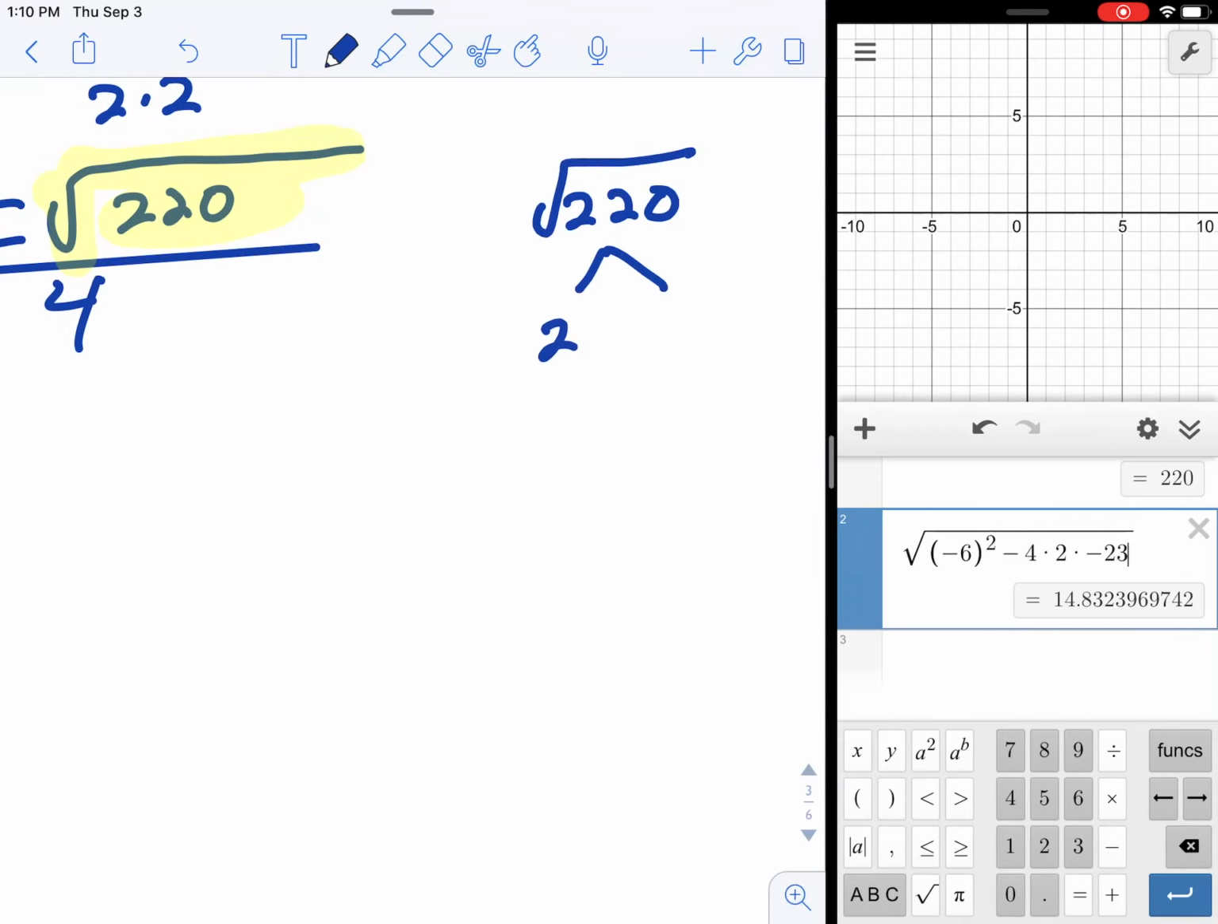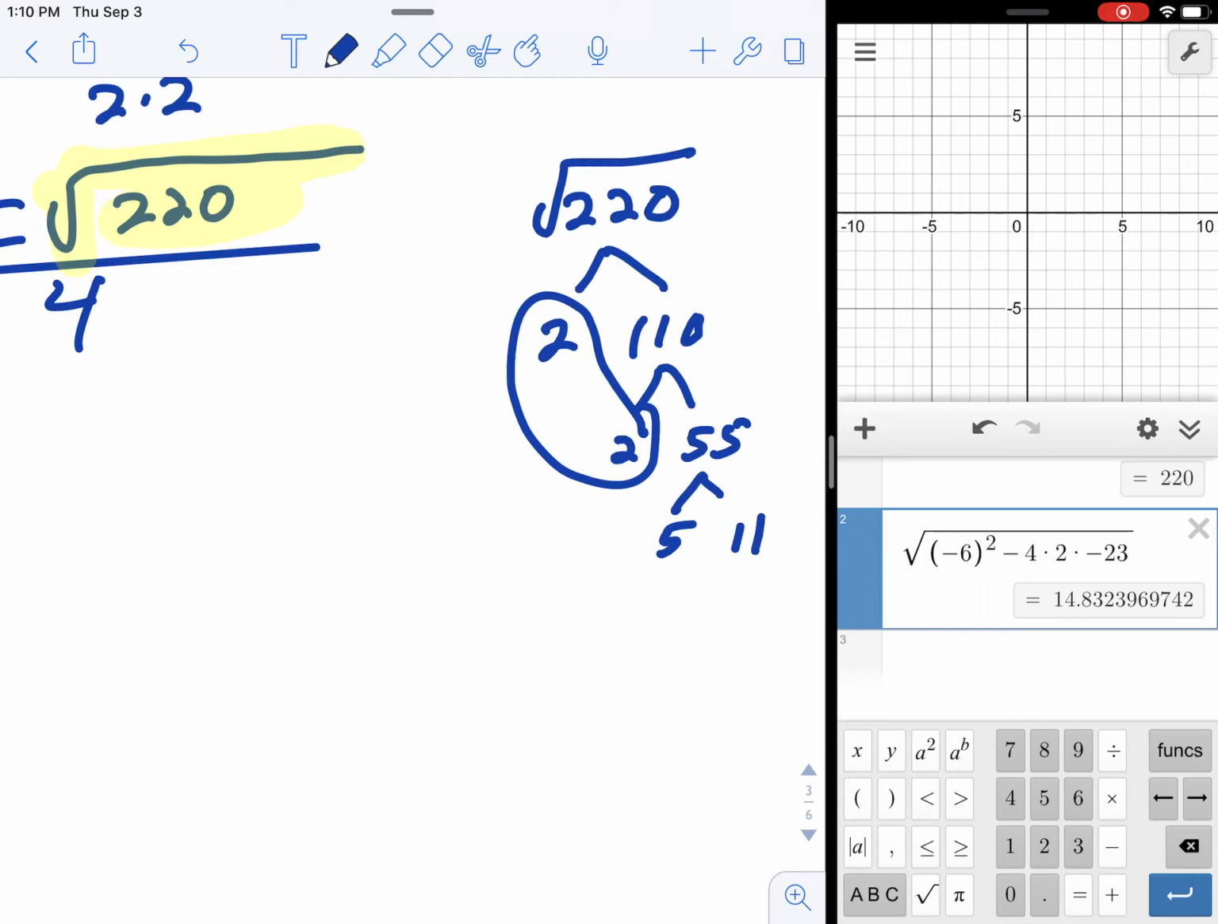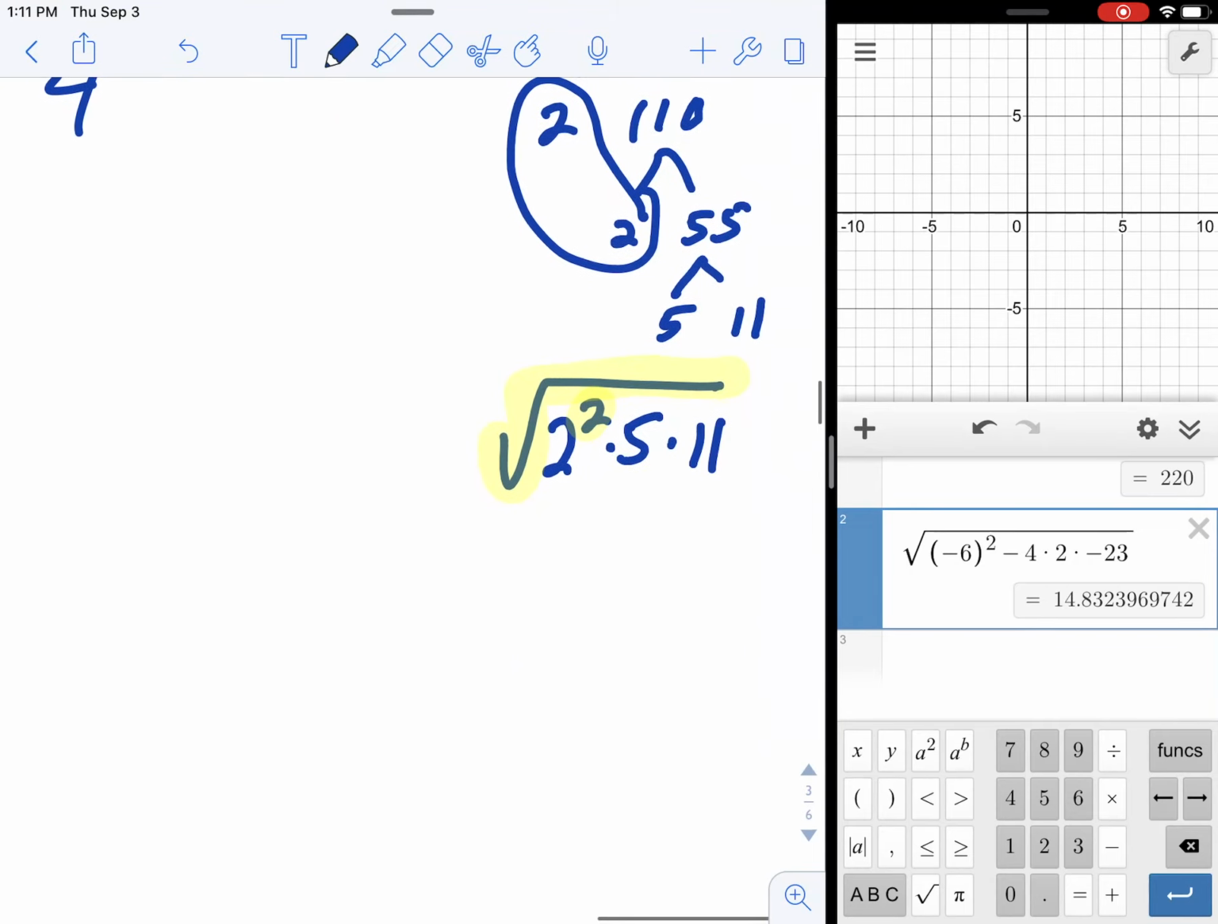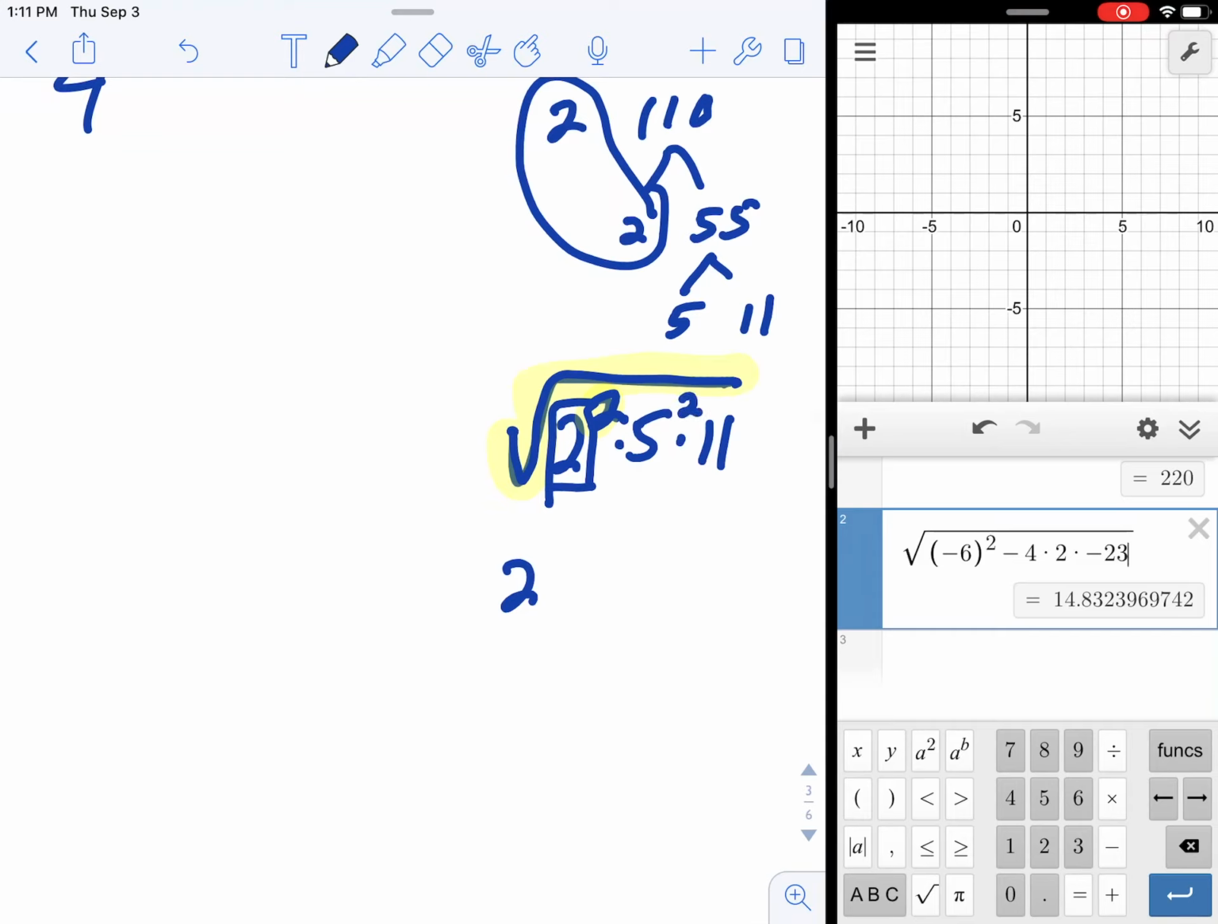And 220 works out to be 2 times 110, and 110 works out to be 2 times 55, and 55 is 5 times 11. And what we have is a pair of 2's. So what we're looking at here, square root of 220, it's really square root of 2 squared times 5 times 11. Well, square roots and squares are opposites. They cancel each other out. So if this square root cancels out this square, that means the 2 itself, the base, can be simplified out of the square root, or the radical. Now 5 does not have a square, 11 does not have a square, so there's nothing for that to cancel out.